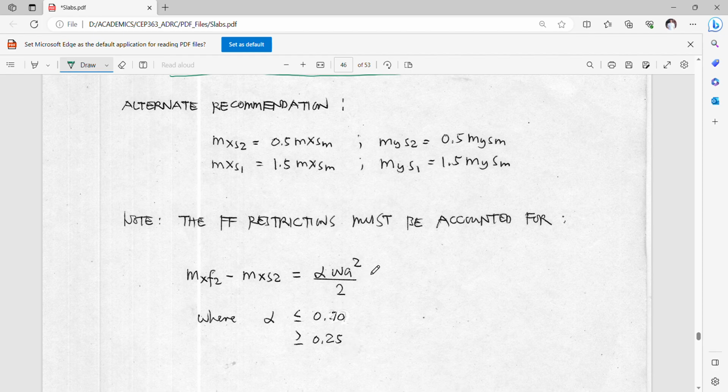So this will also be ranging from greater than or equal to 0.70 WA squared to 0.25.